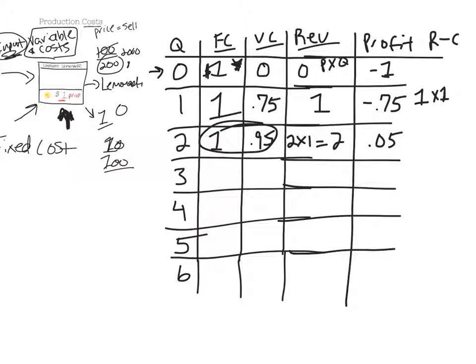I spent $1 on my stand. I spent 95 cents on my inputs for lemonade. I sold 2 of them, and so I am profitable by 5 cents. It's a good day. All right, now let's look what happens at 3.